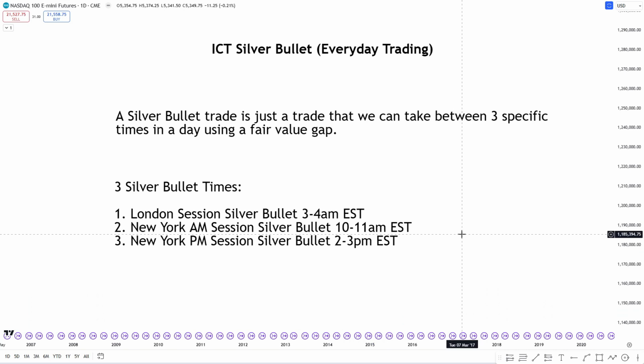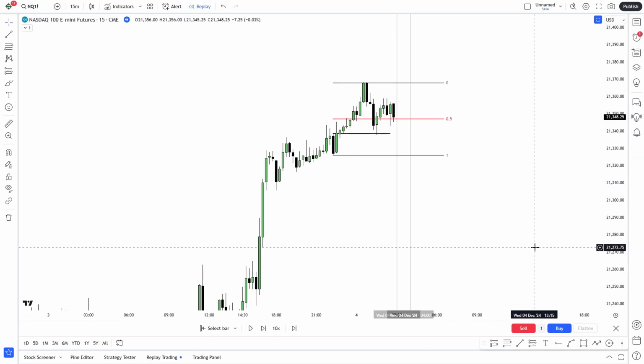So whether you have a job or you have other commitments you need to be attending to, you can always have a specific time period that you can allocate for your trading. So this is mainly a scalping strategy, as we'll be working within a lower time frame. Alright guys, let's go over our first example.